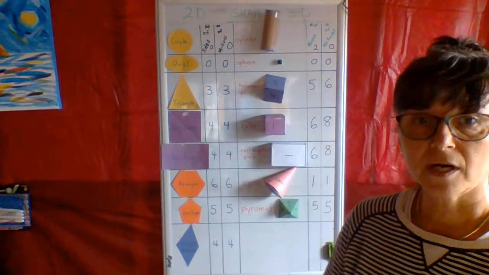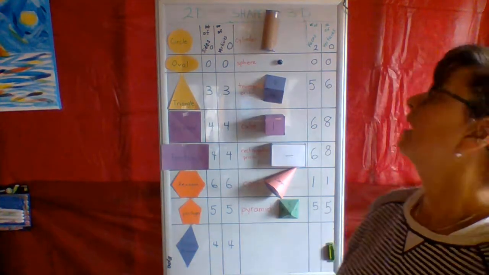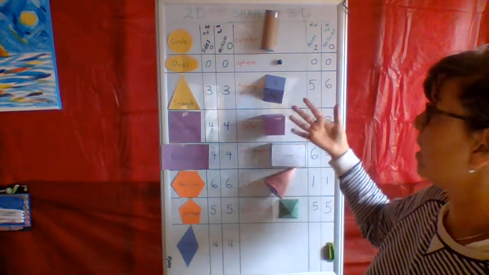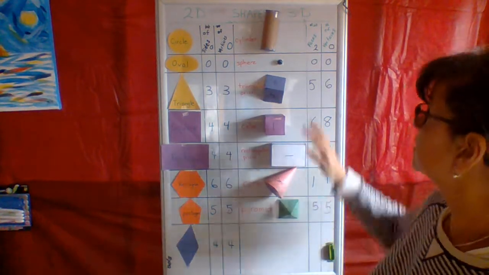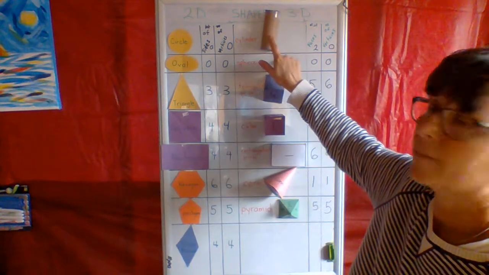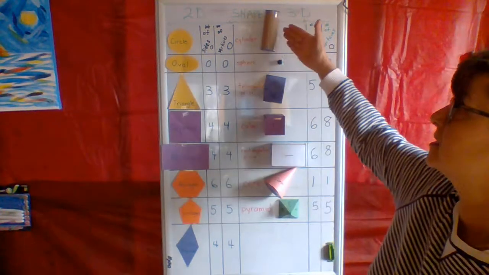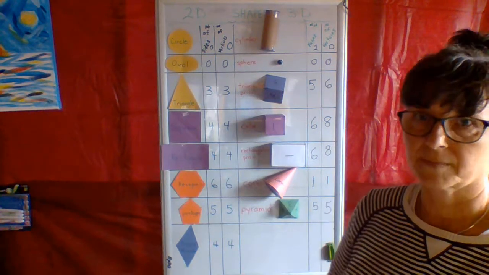Okay, so we've talked about our 2D shapes that are flat and our 3D shapes that are 3-dimensional, and they are up and above when you put them on a table or a flat surface. So you can see how this is elevated and this is flat. So that's the difference between 3D shapes and 2D shapes.